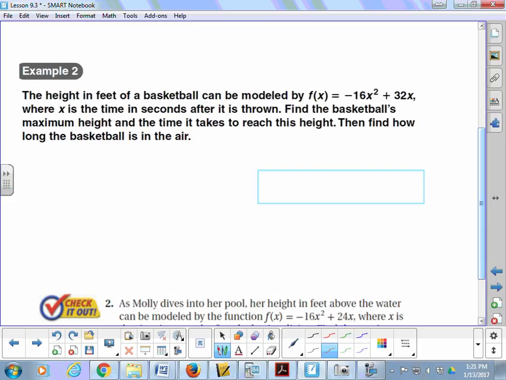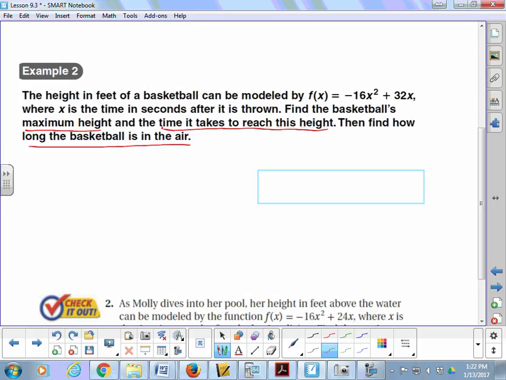So first, let's use Desmos. You got it open. Put -16x squared plus 32x in Desmos. And they're asking us for three things: the maximum height, the time to get there, and how long the basketball is in the air. So we're finding three answers. Maximum height, time to get there, and how long is it in the air.